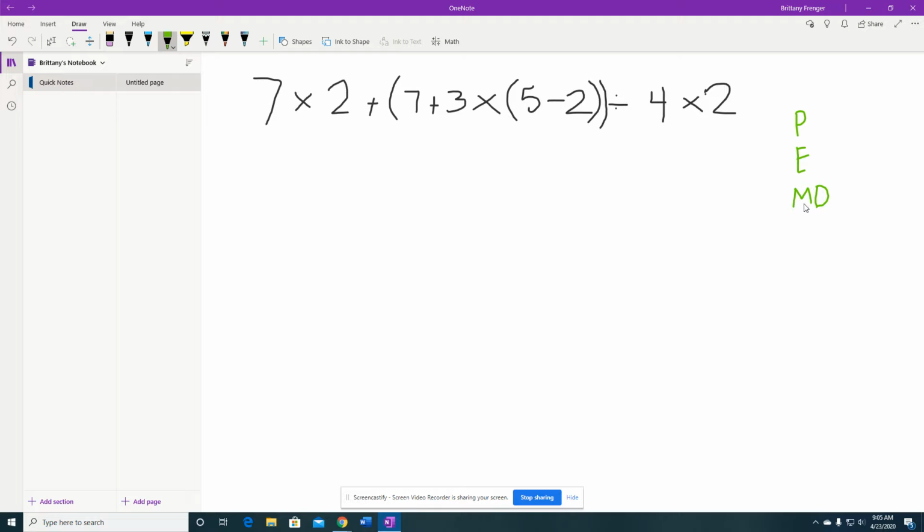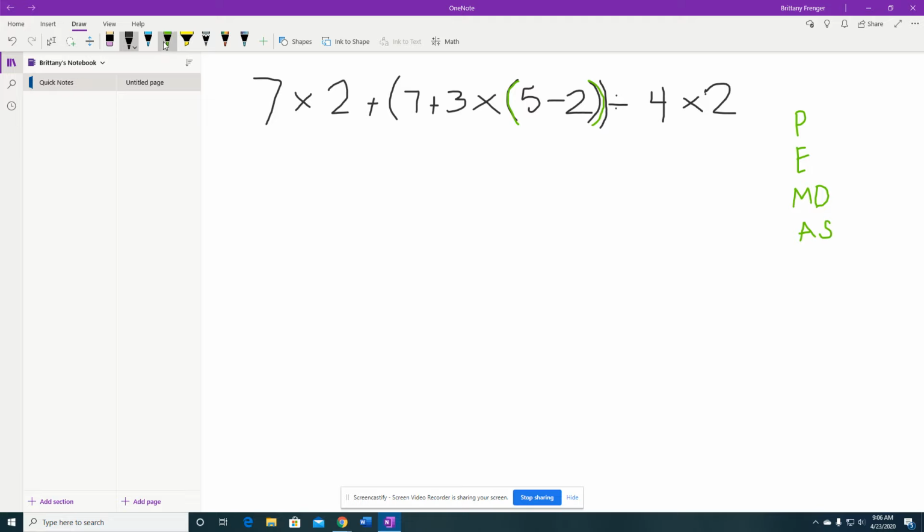So if we see multiplication first, then we do multiplication. But if we see division first, we do division first. And the same goes for addition and subtraction. So as we work through that, we will do that, okay? So the first step we have is parentheses. When you have a problem that has multiple parentheses in it, you start with the parentheses that's inside the parentheses. So I'm going to start right here with my 5 minus 2, okay?